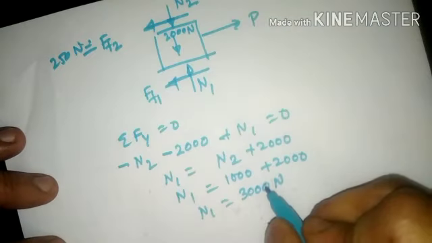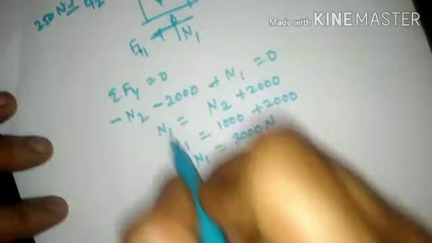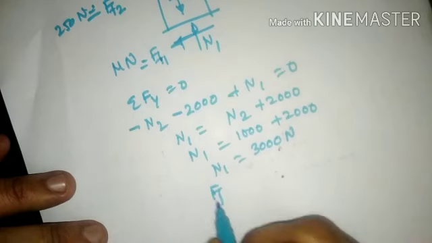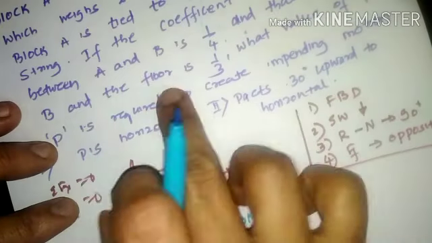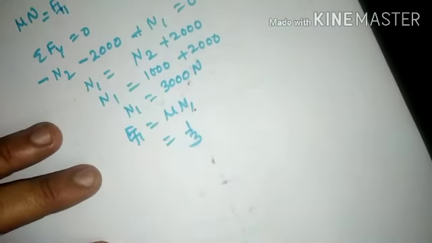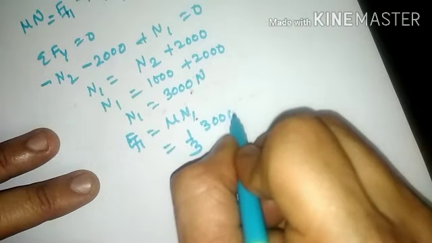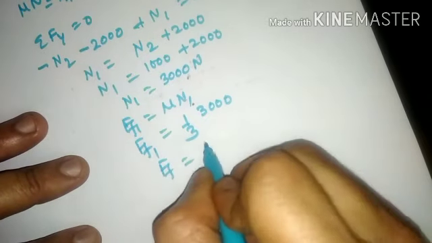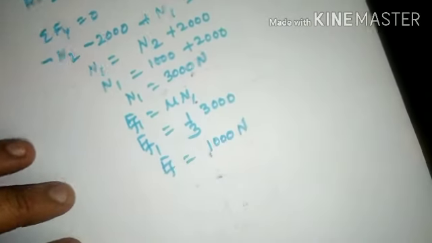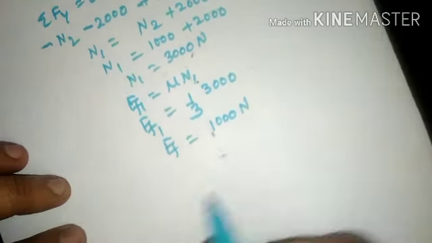If N1 is 3000 Newton, what is the equation for F of F1? The equation for F of F1 is mu times N1. Mu value is the coefficient of friction between B and the floor, which is 1 by 3, times 3000. So the frictional force here will be 1000 Newton. If frictional force is 1000 Newton, now that is F of F1. Now look back at this particular diagram.